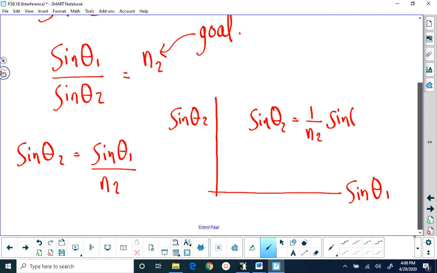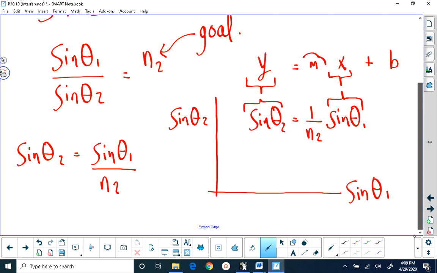Well, we can rewrite that equation just slightly and write sine of theta 2 equals 1 over n2 multiplied by sine of theta 1. So I don't really want to finish your analysis for you, but I will tell you that you always compare your physics equation to y equals mx plus b, but we're not going to worry about that here. So I hope it's obvious that sine of theta 2 is your y, and sine of theta 1 is your x.